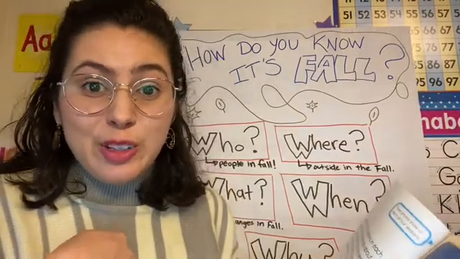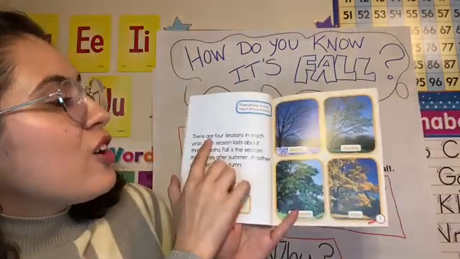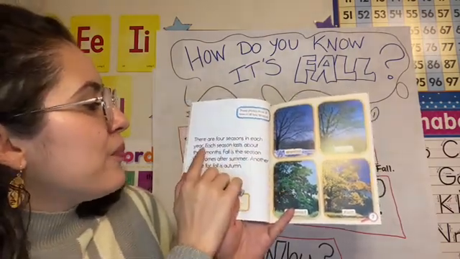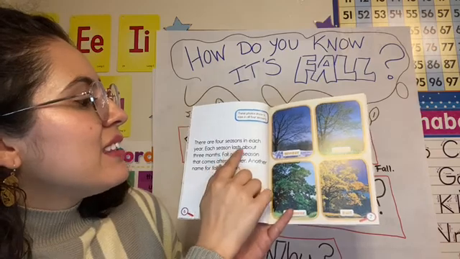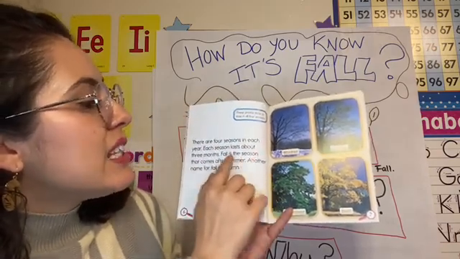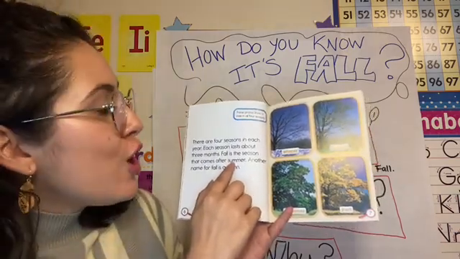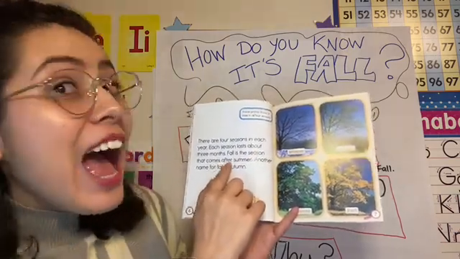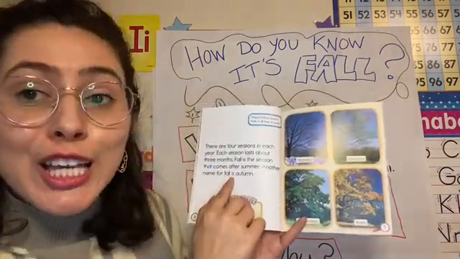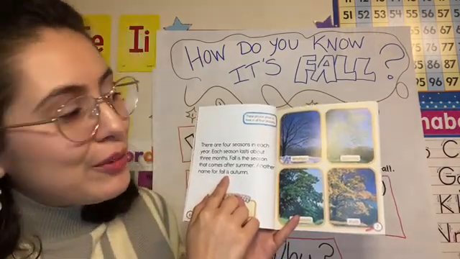Okay, are you ready? Because I found it in the book. I'm going to read it to you now. There are 4 seasons in each year. Each season lasts about 3 months. Fall is the season that comes after summer. Another name for fall is autumn.